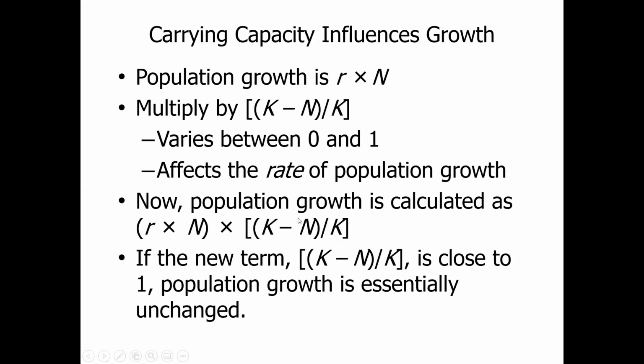The population isn't growing. So to recap all that, if K minus N divided by K is close to 1, the population growth remains unchanged. It's going to keep going the way it's going. If K minus N divided by K is 0, the population growth is going to be 0, because anything times 0 is 0.